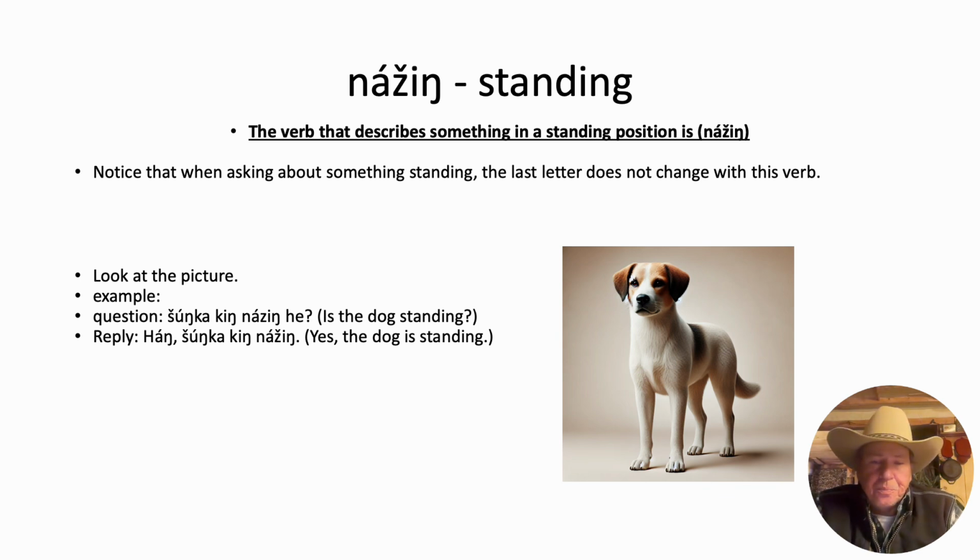So here's the example. Remember shunka? So the question is shunka ki. Ki is our definite article, means the. So shunka ki, the dog, najin hai. Or shunka ki najin ho for the men. So shunka ki najin hai. Is the dog standing? So you look at the dog, he is in a standing position. So yes. Shunka ki najin. Yes, the dog is standing.